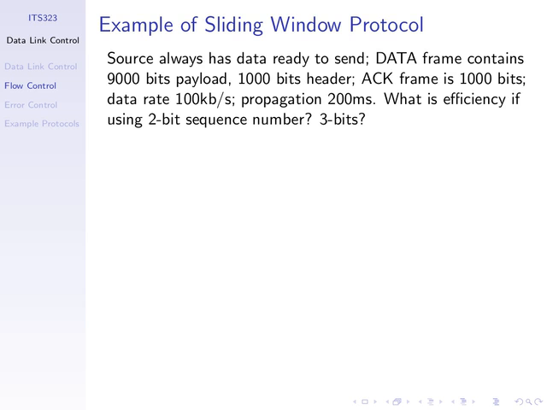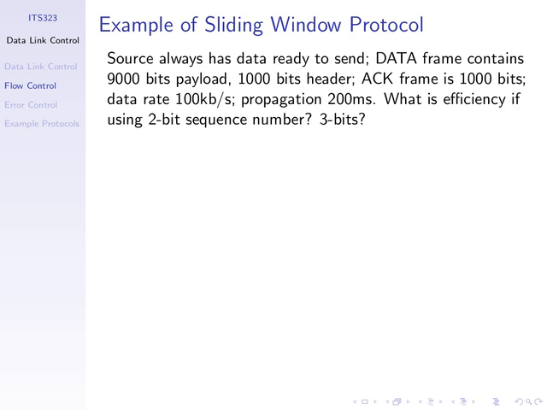What I want to do is show how sliding window can improve upon performance compared to stop and wait. We saw with stop and wait we transmit one frame, we have to wait before an ACK comes back. How can sliding window improve upon that? We've got a scenario here where we give some numbers.